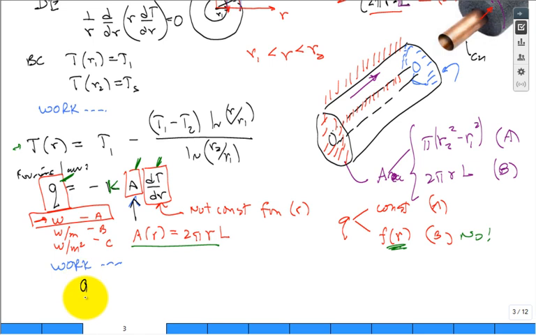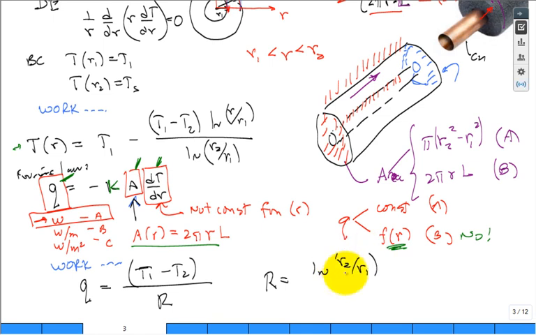And you'll find that Q is equal to T1 minus T2. I've written it as if T1 is high, so it's a positive temperature difference driving the flow of heat, divided by R, where the thermal resistance is the natural log of the R outer divided by R inner, the radius, divided by 2 pi K, and then that L. L is that length of the pipe. So if it's 1 meter, great. 3 meters, fine. 20 meters, fine. Okay? So that's your thermal resistance.